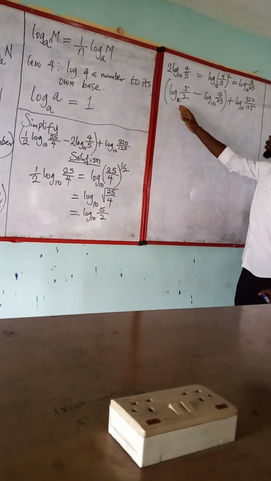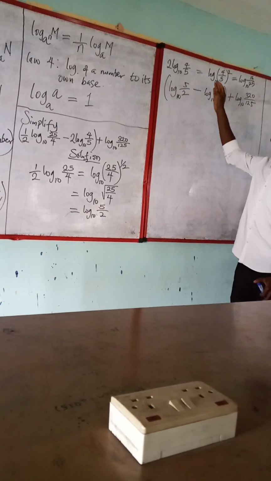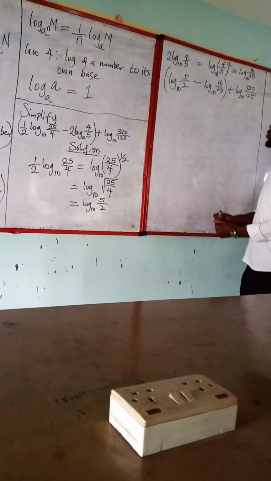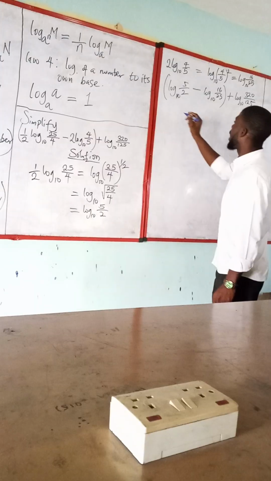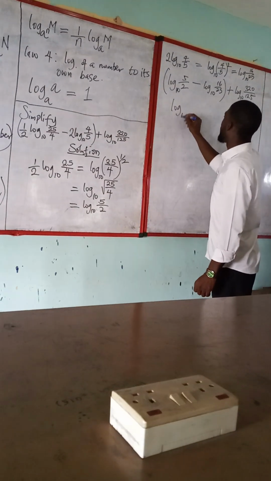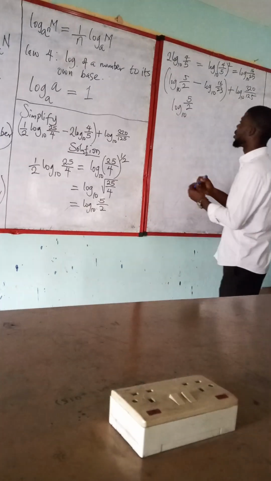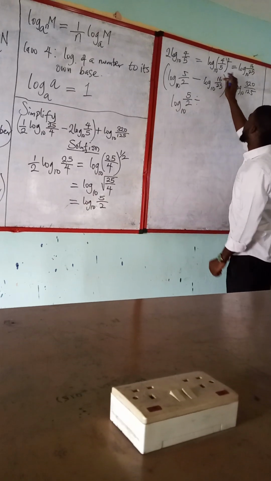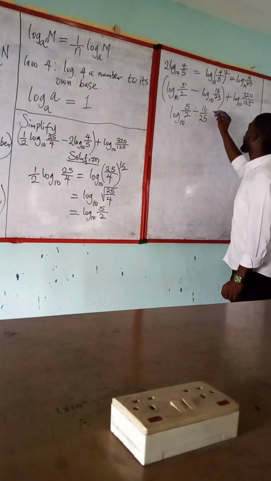The base of the logarithms are what? The same. The coefficient of the logarithms are what? 1. Meaning that I can go on to apply the quotient rule. What does the quotient rule say? It says if I have something like this, I can now write this as log base 10. I will write the first number, which is what? 5 over 2 divided by this number here, which is what? 16 over what? 25.